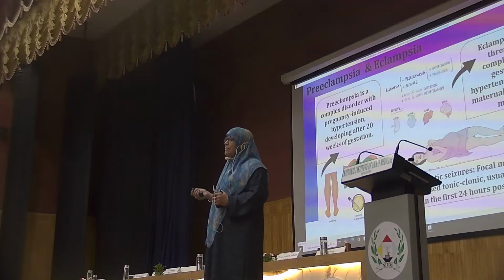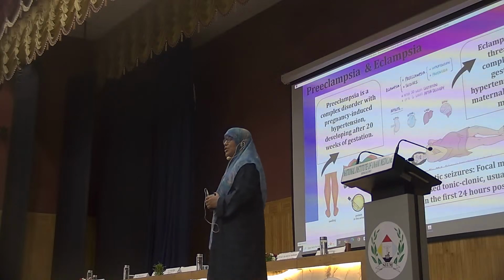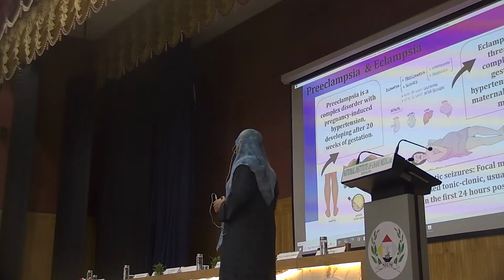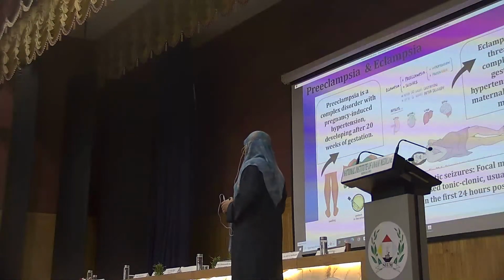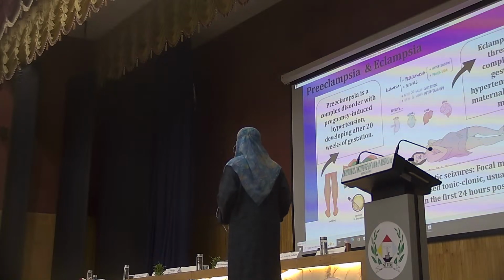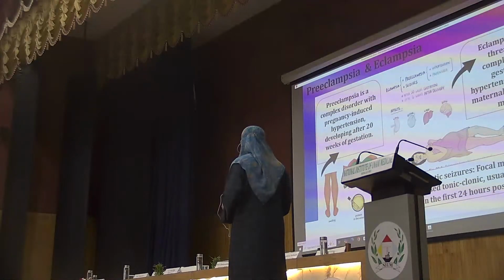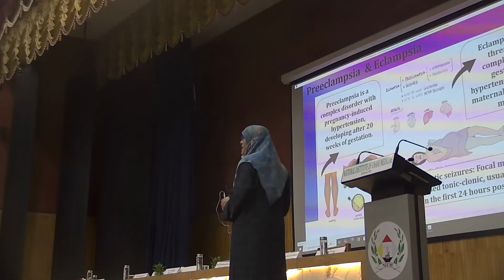Then next comes preeclampsia, where we can see convulsions or seizures. Epilepsy is a pre-existing disease, but eclampsia or preeclampsia is a new onset neurological disease which is only seen during pregnancy. Preeclampsia is a complex disorder with pregnancy-induced hypertension developing after 20 weeks of gestation. We know that the symptoms of preeclampsia are swelling, protein in urine, and arterial hypertension. So, when the woman is having preeclampsia and she develops seizures, then we call it eclampsia.